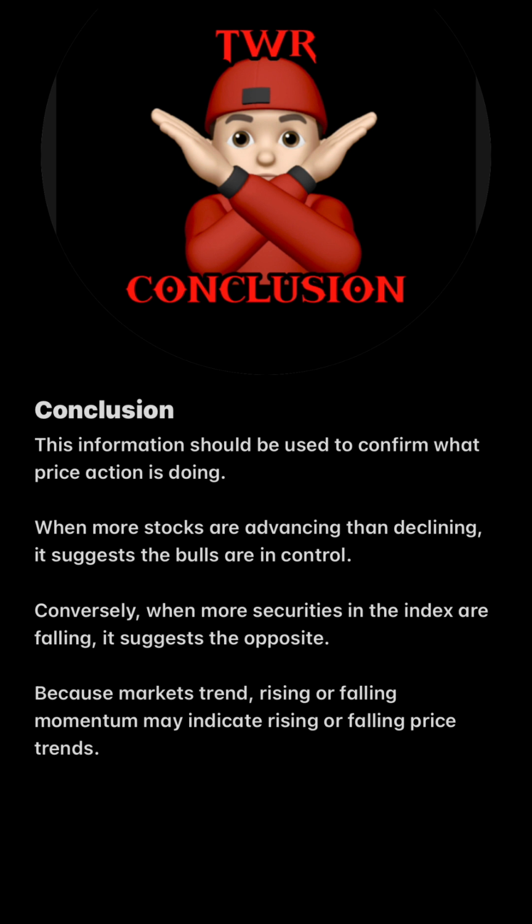When more stocks are advancing than declining, it suggests the bulls are in control. Conversely, when more securities in the index are falling, it suggests that bears are in control. And because markets trend, they go rising and falling, momentum may indicate rising or falling price trends as well.